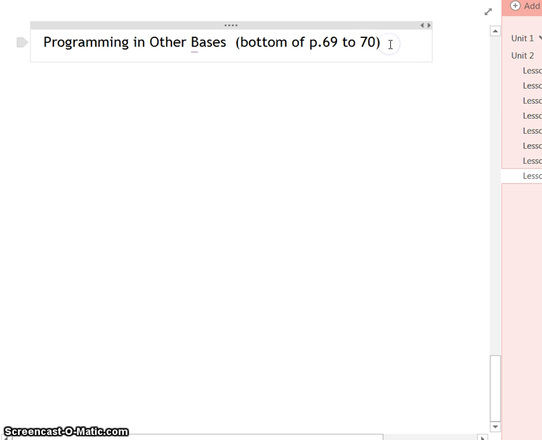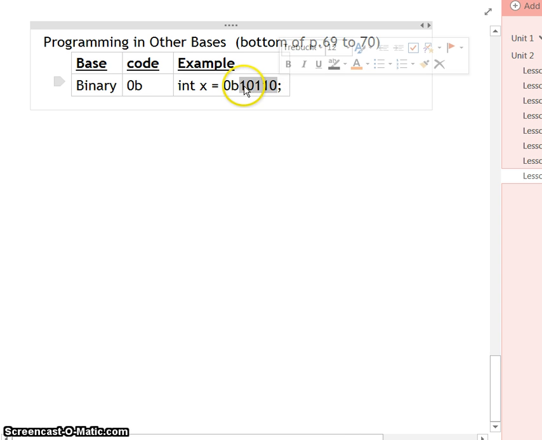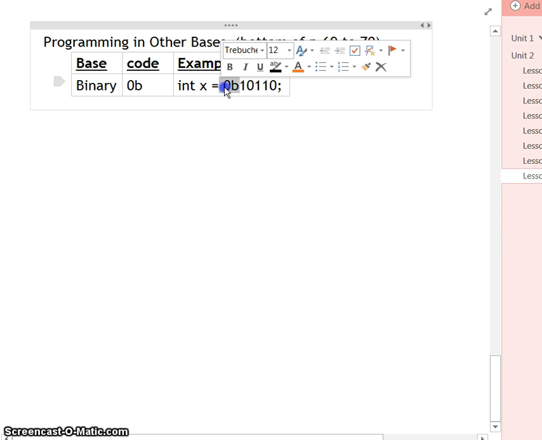The last thing I want to talk to you guys about is actually using binary, octal, and hexadecimal in Java, because that's the whole point of this class. If you go to page 69-70 in your book, there's some examples of that. If you want a binary number, the code that you would put in front of it is 0b. So the example would be like int x equals 0b10110. Because otherwise, it would automatically think that this is a decimal number, 10,110. So to force it to be binary, you put that 0b in the front.